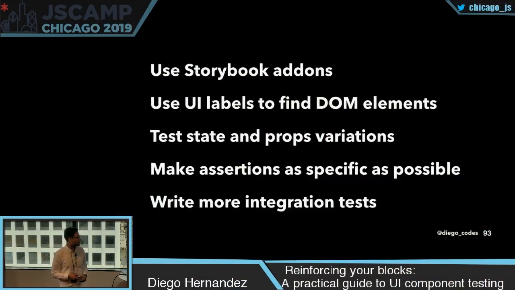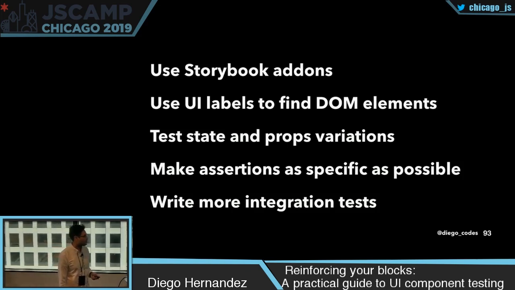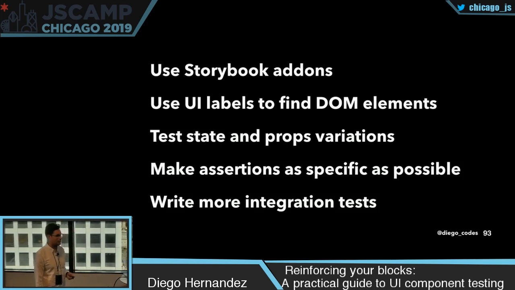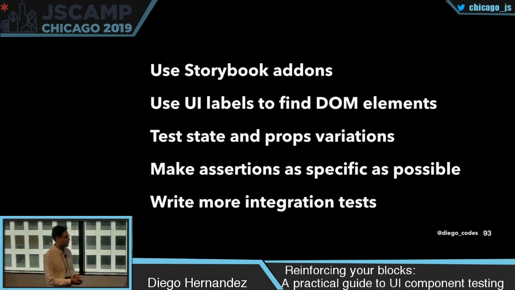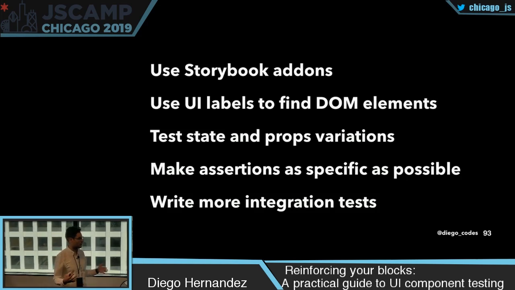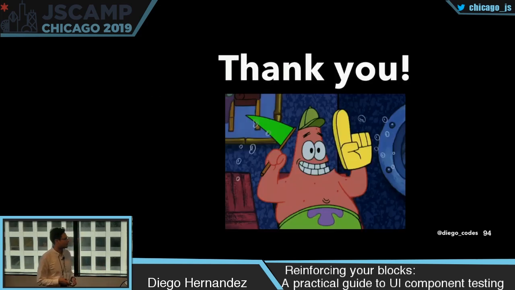So just to recap, if you're using Storybook, definitely use the add-ons. When you're writing Jest tests, any UI test, definitely focus on the things that a user is able to perceive. Test state and prop variations, make assertions as specific as possible, make a lot of assumptions along the way, and then write more integration tests because they're going to give you a lot more value per test.